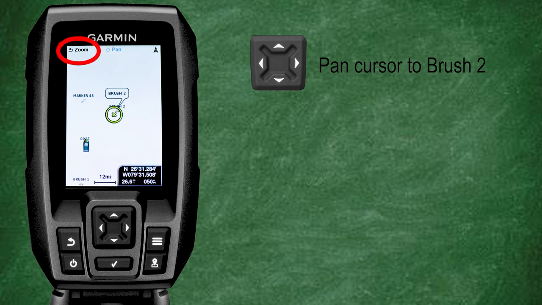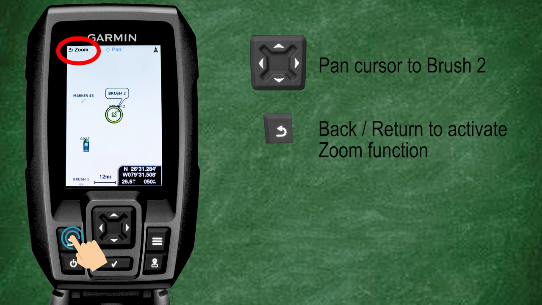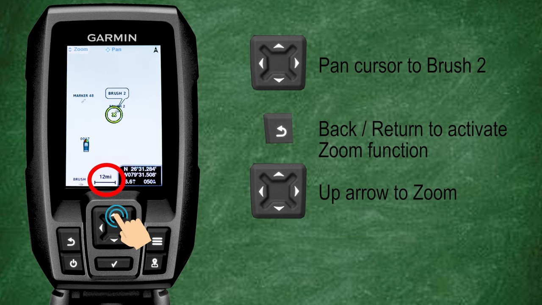You'll see that in order to zoom after using the pan feature, we'll need to press the back return button first. This will take us out of the pan mode, and once again we have the option to zoom in or out. We will now press the up arrow on the arrow keypad and zoom in to brush pile 2 waypoint.